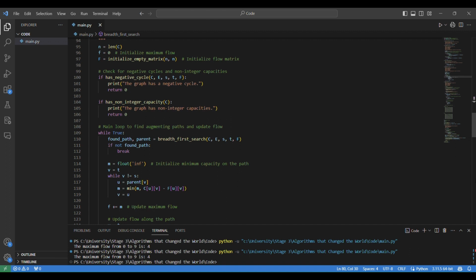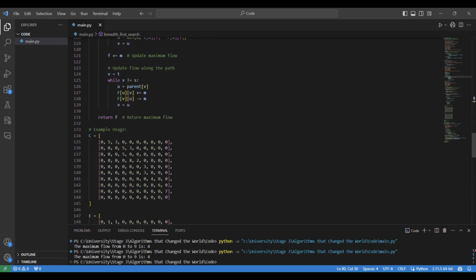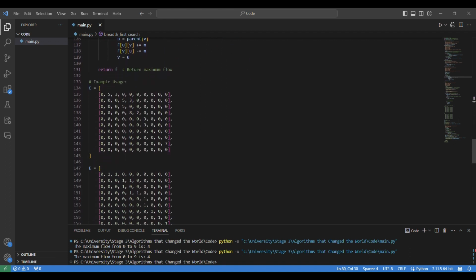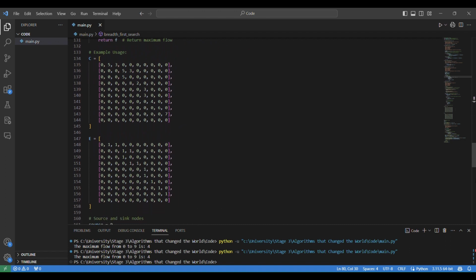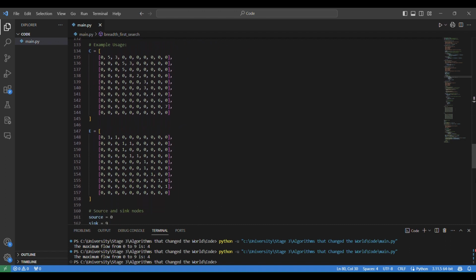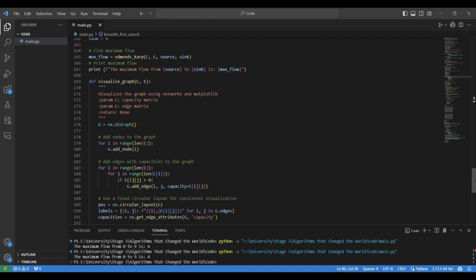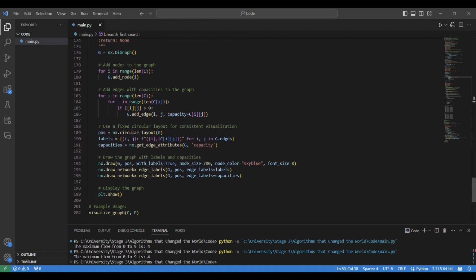The code concludes with an example usage on lines 134 to 167, showcasing how to apply the Edmonds-Karp algorithm to a specific flow network represented by capacity and edge matrices. Finally, the maximum flow is then printed for clarity by the visualization function.